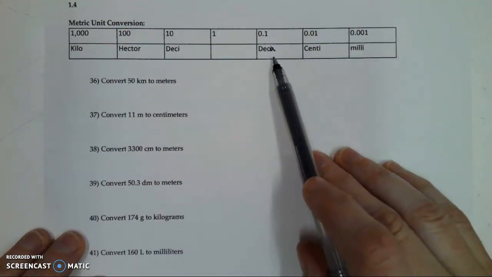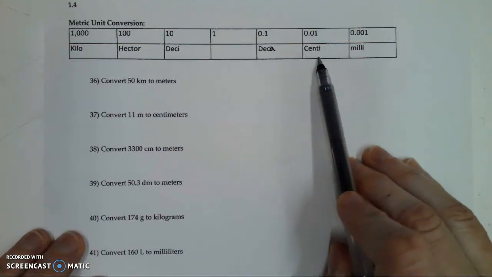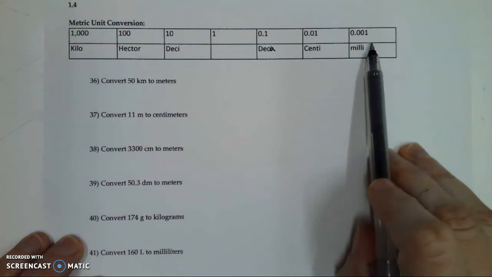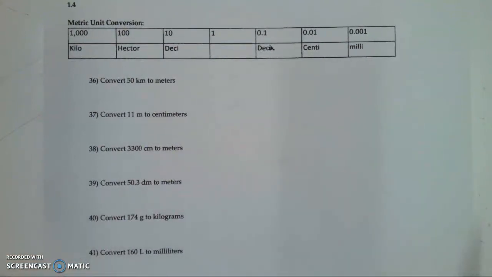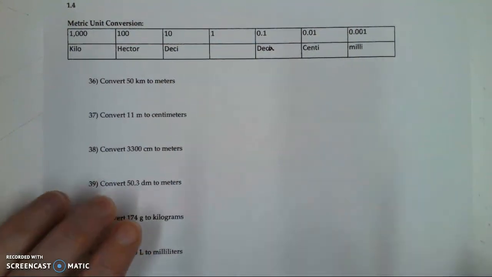What about the other way? If we see deci with an I, that means we multiply by 0.1. Centi, we multiply by 0.01. And milli, we multiply by 0.001. We will need to know which one of these goes with which. I also like to know, is my answer going to be bigger or smaller?